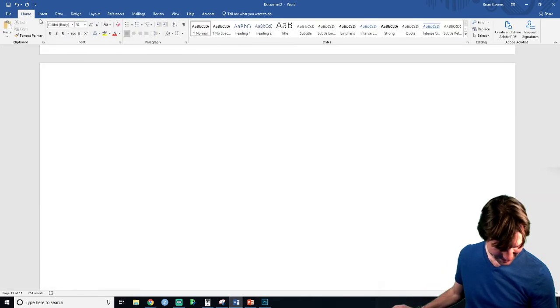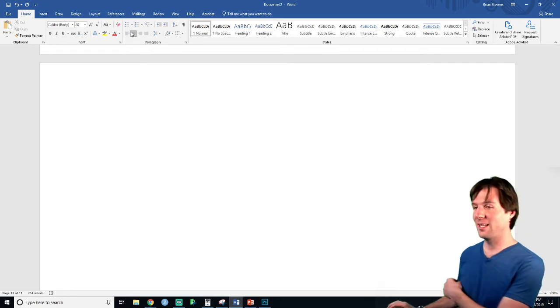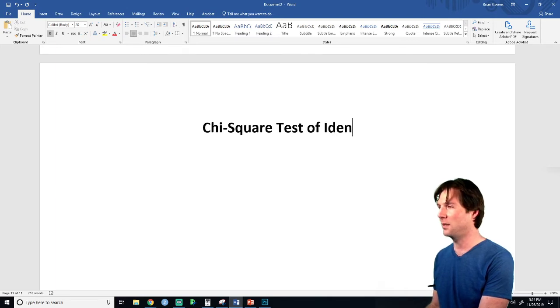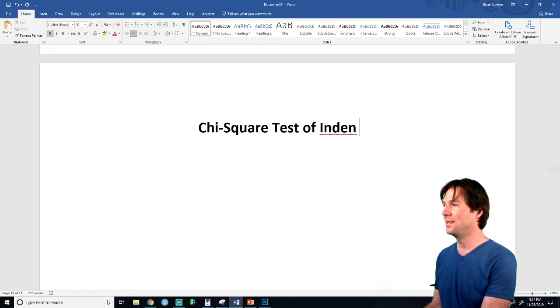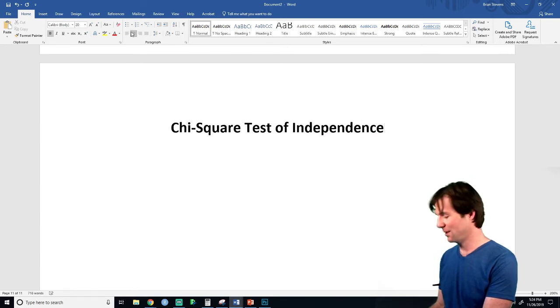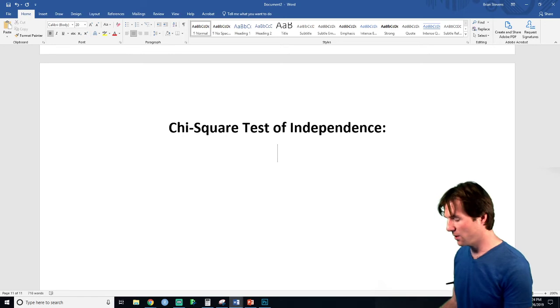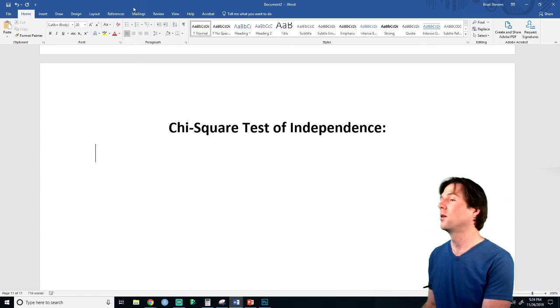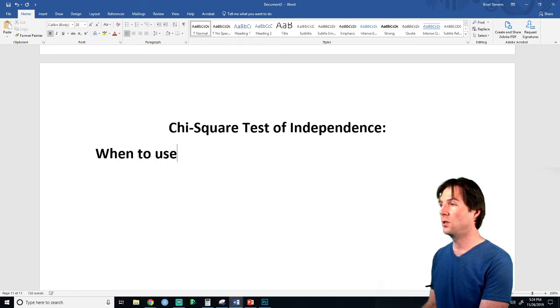So what is the last test we're doing here? The test is the chi-square test of independence. If I knew how to spell. Independence. I think I got it right. Perfect. Chi-square test of independence. I do math. I don't spell. When to use.